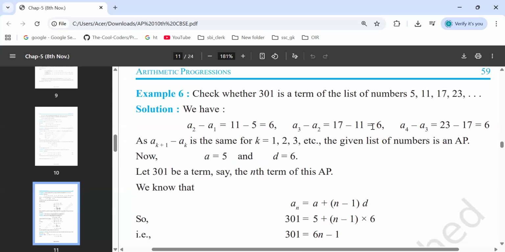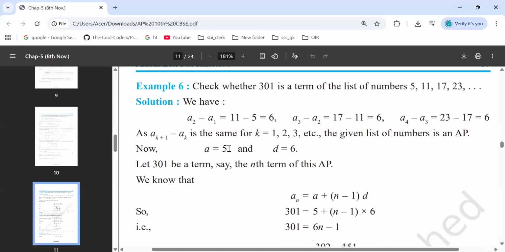First of all, we need to find the difference. So the difference of this AP is equal to 11 minus 5, which is equal to 6. As you can clearly see, 17 minus 11 is also equal to 6, and 23 minus 17 is also equal to 6. That means it is an AP, and the first term is 5.